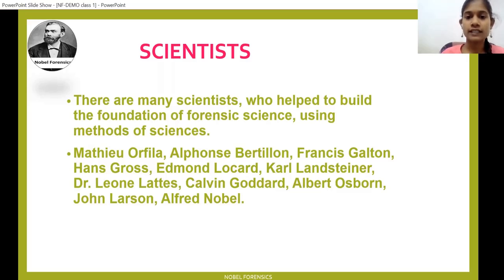Then Edmund Locard was the father of modern forensic science, and he was also the father of poroscopy. Poroscopy is the study of sweat pores present on the finger ridges. So he discovered poroscopy, and became the father of poroscopy. Edmund Locard also proposed the principle of mutual exchange, also known as Locard's principle of exchange. That was the major principle in forensic science for analysis of evidence.